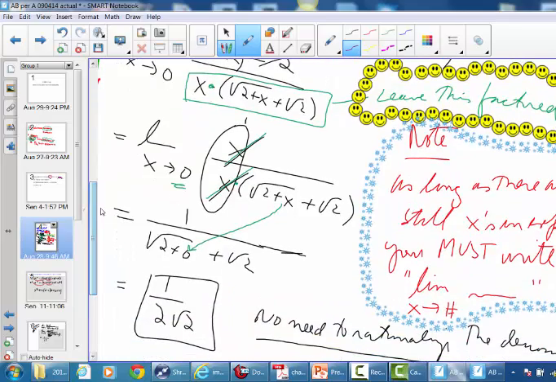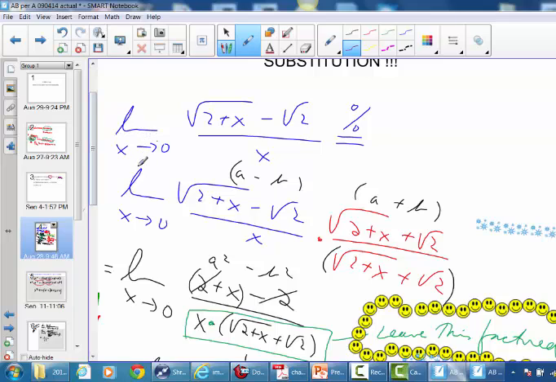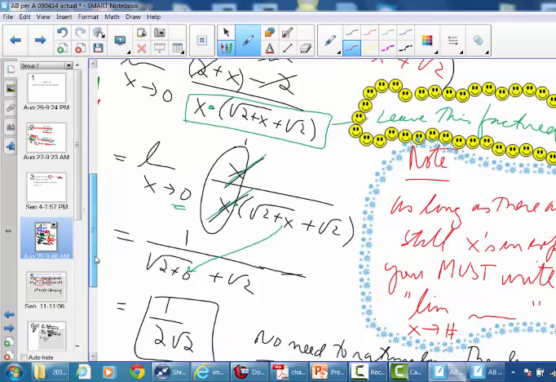Again, notation-wise, and we talked about this before, notice how in every line since the beginning, I keep writing the limit as x approaches 0, all the way down to this step. The reason I write it in all these other steps is I still have x's. But once I do the substitution and I no longer have x's, the limit has to disappear. The answer is just 1 over 2 root 2.